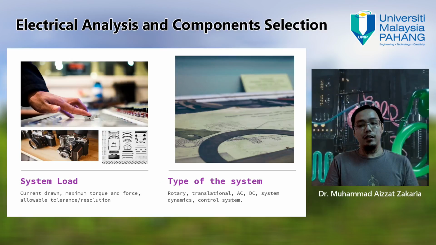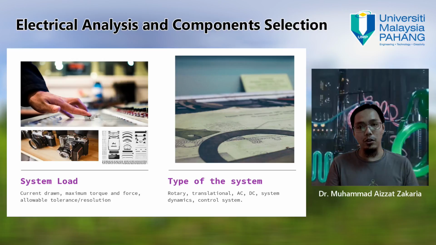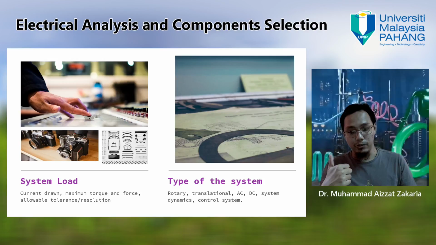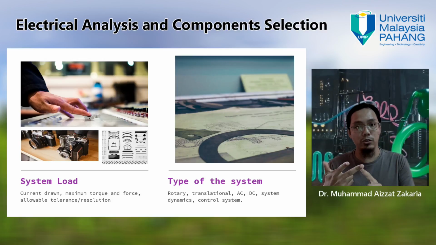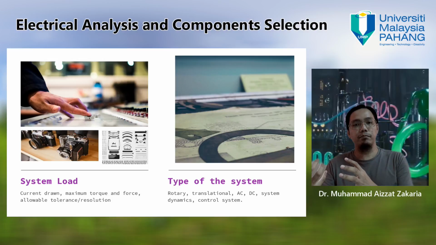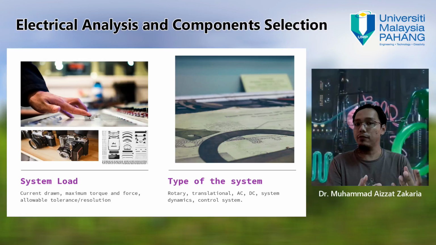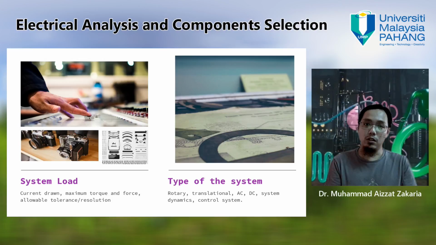After that, there are basic parameters that we have to consider inside your system, which is the system load, which consists of the maximum current drawn in your system, maximum torque and force, and allowable tolerance or resolution for your system. For example, we are designing a conveyor system for pick and place operation. How far can we allow the offset tolerance from the position that we want, plus the error? So we have to consider all this kind of thing.